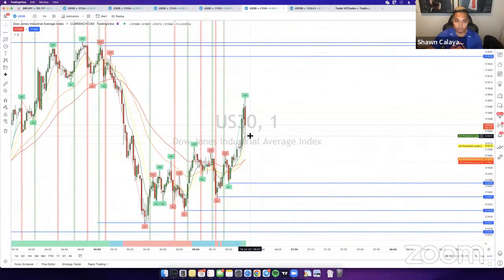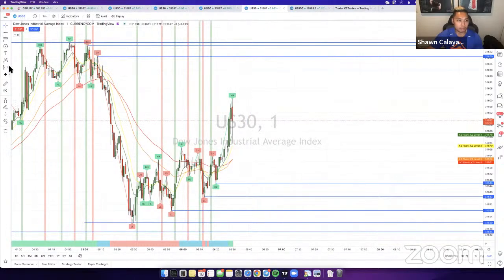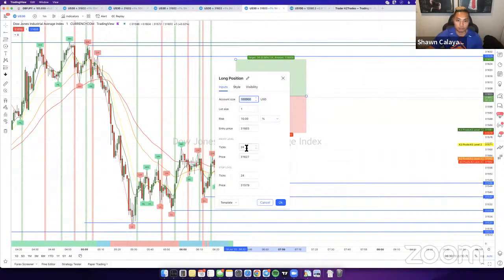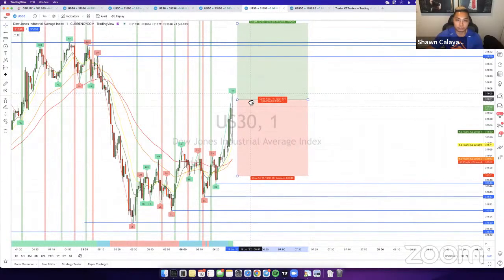So here we go. We're looking for a strong green candle in order to take this breakout here. Let me turn on the sessions real quick. Just want to make sure we're not getting into any areas where price might reject from, of course.